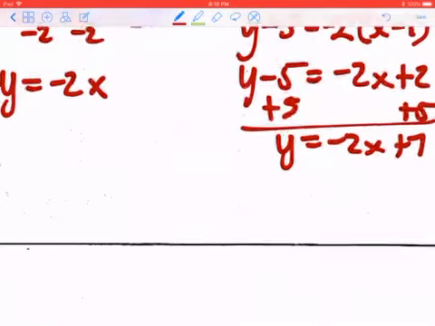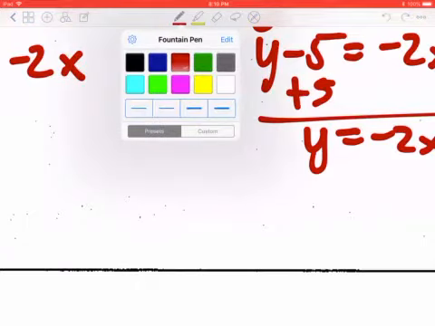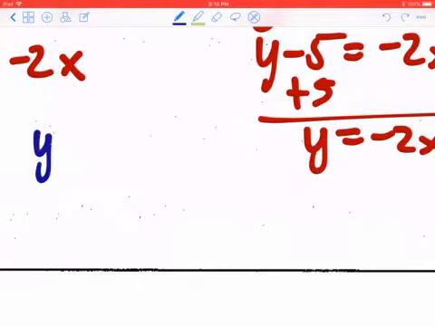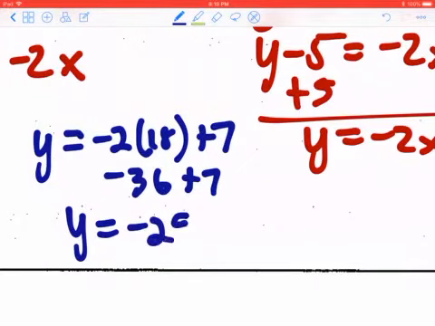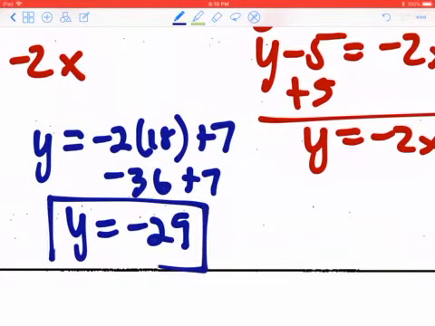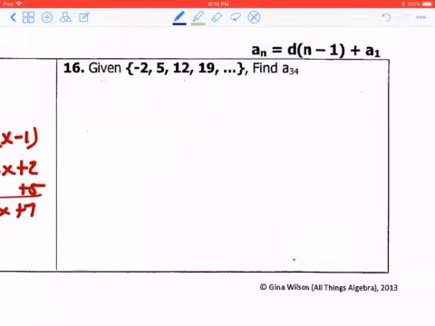what 18 is. So this is not different than what we've done before, except it's just written differently. So y equals negative 2 times 18 plus 7. That is negative 36 plus 7. So y is negative 29. So at 18, y is negative 29. We take the same approach for the last one here.